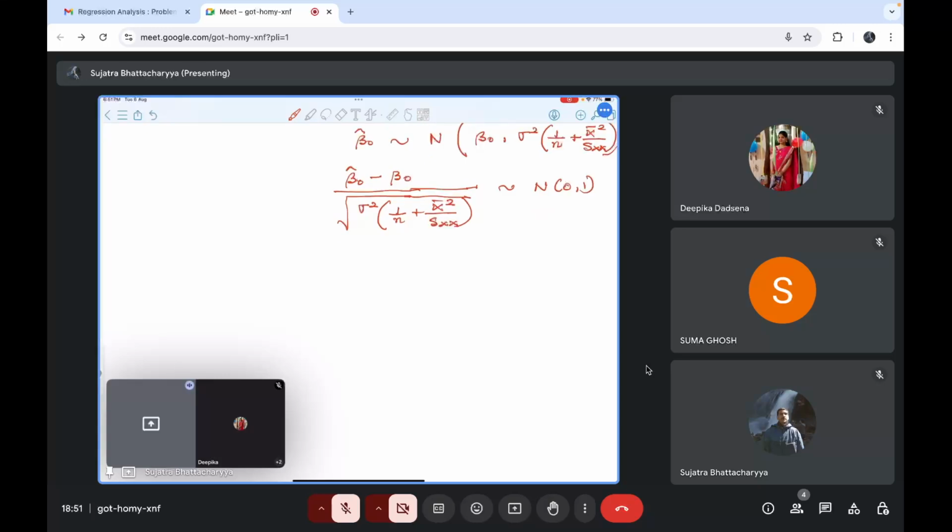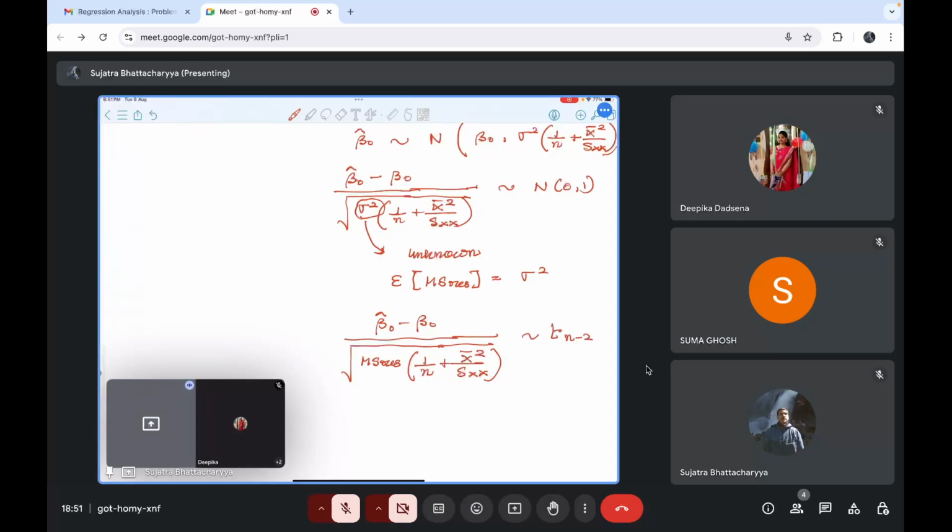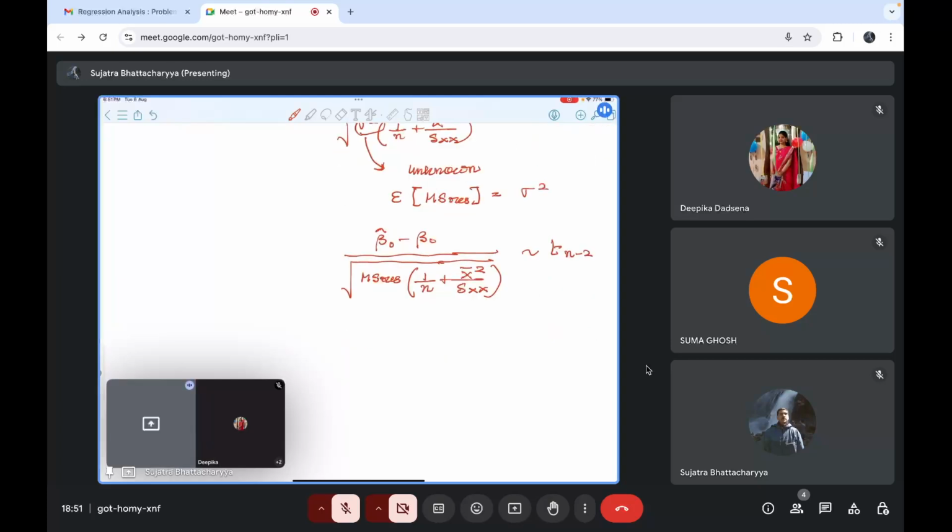Now again the same problem arises: sigma square, the population variance, is unknown. So again we replace it, because we have already seen that the expected value of MS residual is sigma square. So just replace sigma square with MS residual. Again, you can prove that this is nothing but the t distribution with n minus 2 degrees of freedom. This I have already proved; you can refer to the last lecture notes.